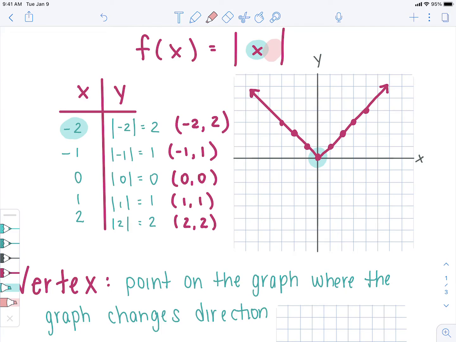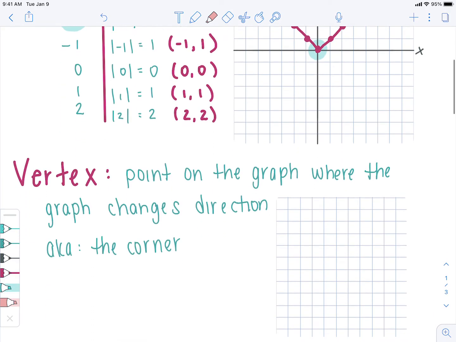So if I have a number that I'm adding to the x inside the absolute value, I want to make sure that I use that number in my table. Otherwise, I might not find my vertex. I might end up missing it and end up with just a straight line. Does that make sense? Kind of? Yeah. Okay. I'll show you more.